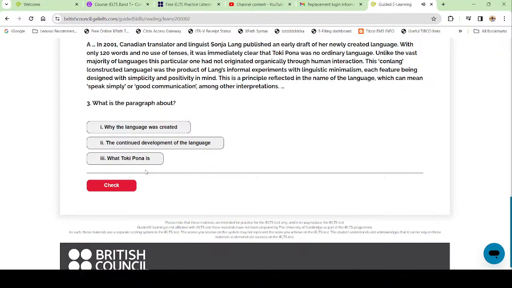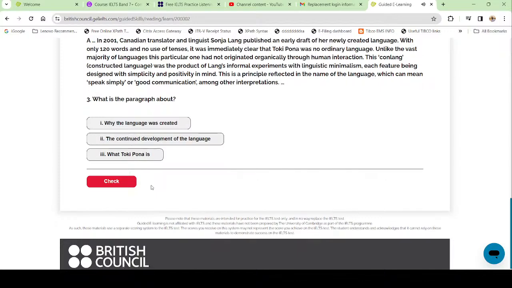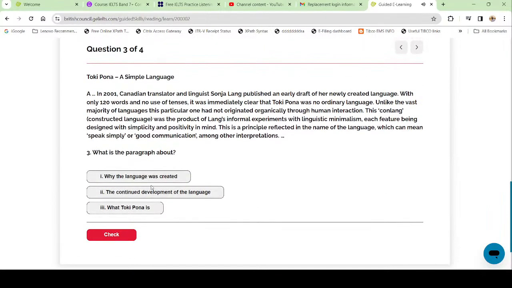Now look at question 3 below the video, and I want you to say, what is the paragraph about? Is it about why the language was created, the continued development of the language, or what Toki Pona is? I'll give you 10 to 15 seconds to think of that.